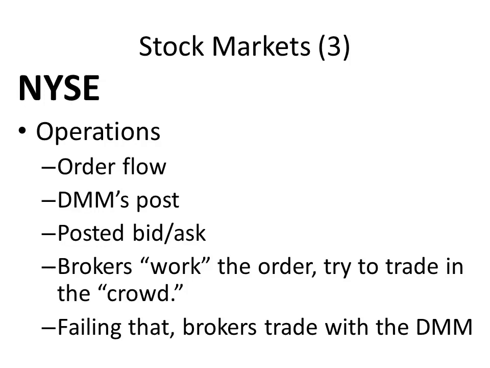And so the brokers will work the order and try to trade in the crowd. Failing to find someone in the crowd to trade with, they will go ahead and trade with the DMM. Now, if they find someone to trade with in the crowd, what they will usually do is split the difference between the DMM's bid and ask price with the other broker, and that way both of them come out better. The seller gets more money for their stock, and the buyer pays less for theirs.